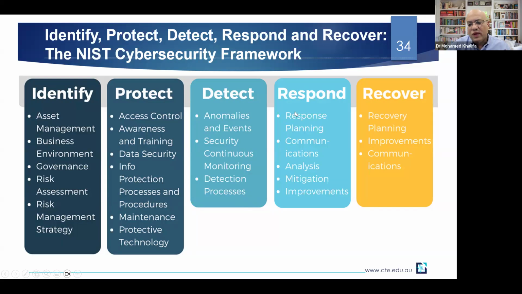And then we need to understand how to respond. What is the response plan and the communications about any incident that happens, how to respond to the general public, how to respond to the patients, how to respond to the healthcare professionals when we have leakage of information or breach. And then we need definitely to have a plan for recovery and then improvement and then communication.